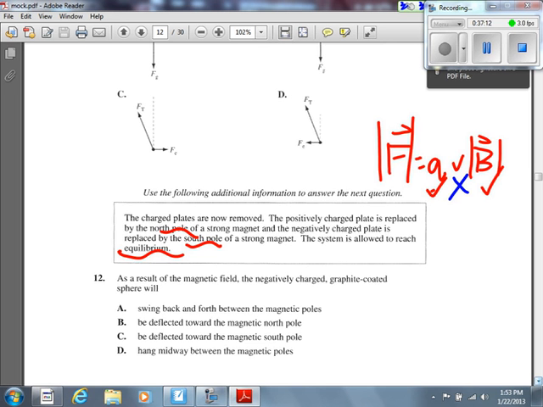Don't make the question harder than it has to be. Don't say, oh, it can't be D. It's not going to hang midway. There's got to be a magnetic force. Why? Something's got to be moving to have a magnetic force on it. A charged particle, that is, has to be moving to have a magnetic force, and this one's not.